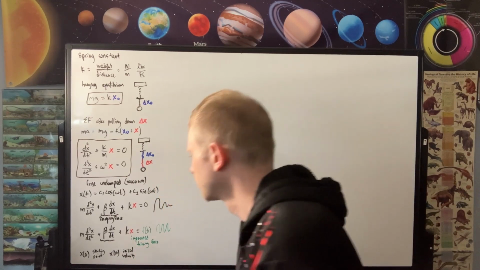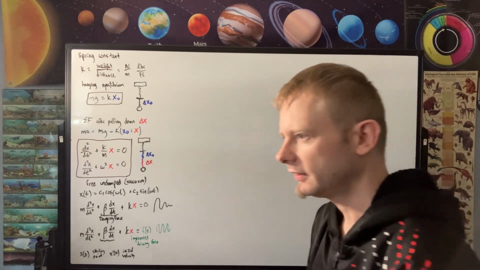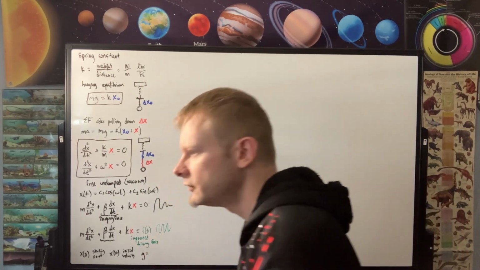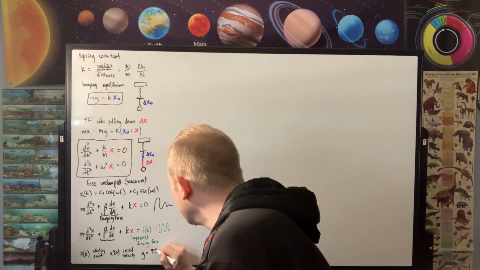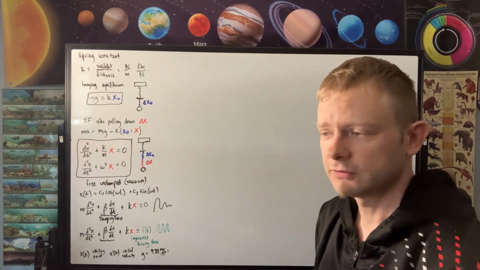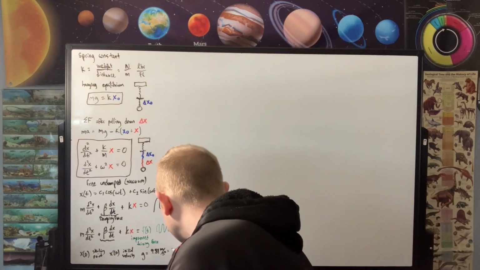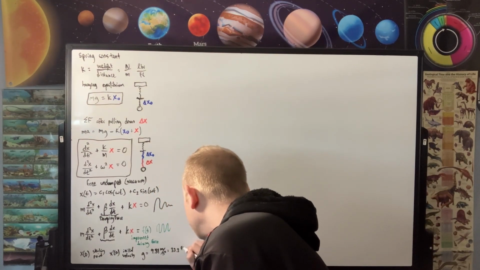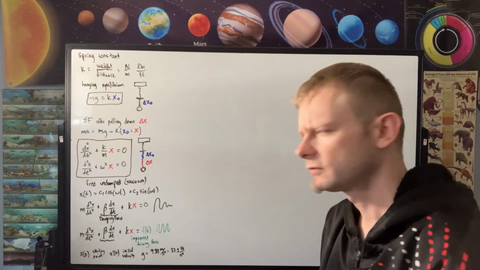And then let's also not forget that g is usually supposed to be equal to 9.81 meters per second squared, but it's also equal to 32.2 feet per second squared, just in case we're using feet.